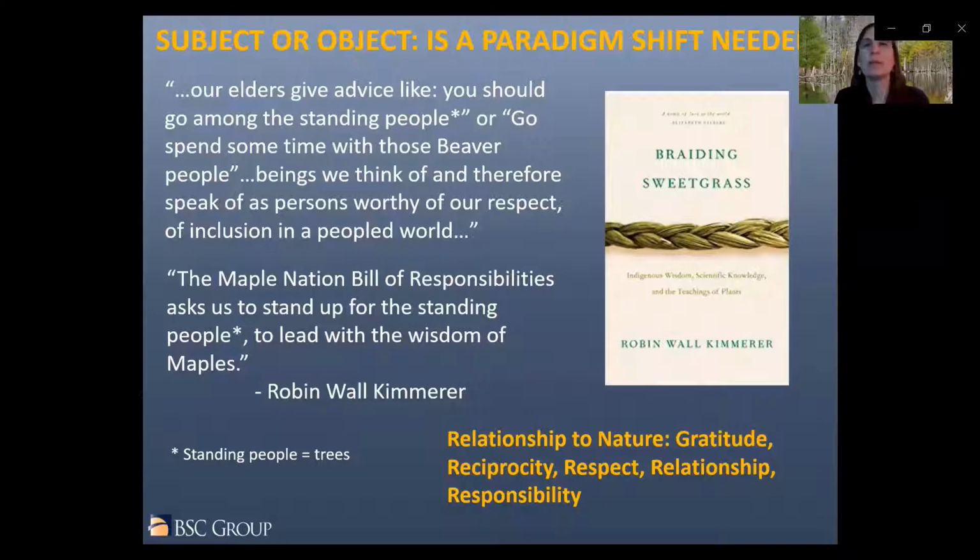In contrast, English only grants animacy to humans and thus distances us from other forms of life and distances us from moral and legal obligation to other organisms and ecosystems. Where we might say to someone who's stressed out, go for a walk in the woods, Potawatomi elders would advise, go among the standing people, which implies a fundamentally different relationship, one among equals, one where the walker has something to learn from the standing people, and where an active relationship with mutual giving and taking is implied on a par with human-to-human relationships.